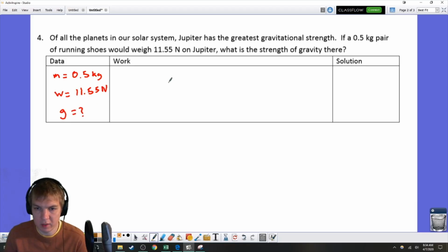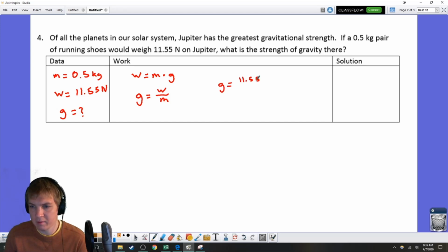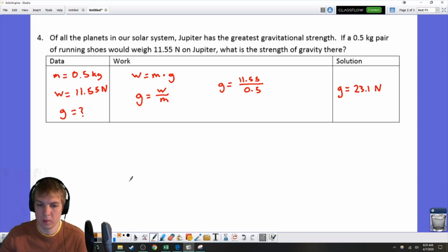Okay, so we don't know what gravity is. The equation that we're working with is weight is equal to mass times the acceleration due to gravity. So if we're looking for the gravity, it's going to be the weight divided by the mass again, just like number 3. So gravity is going to be 11.55 divided by 0.5. So let's find out what the gravity is going to be there. Okay, so gravity on Jupiter is actually much higher. It's 23.1. All right, so that's number 4.